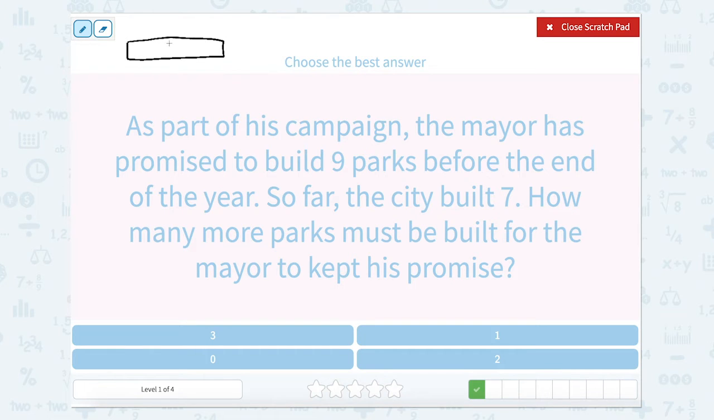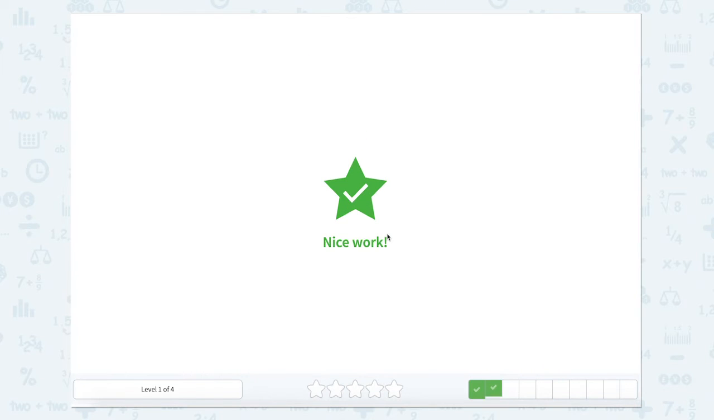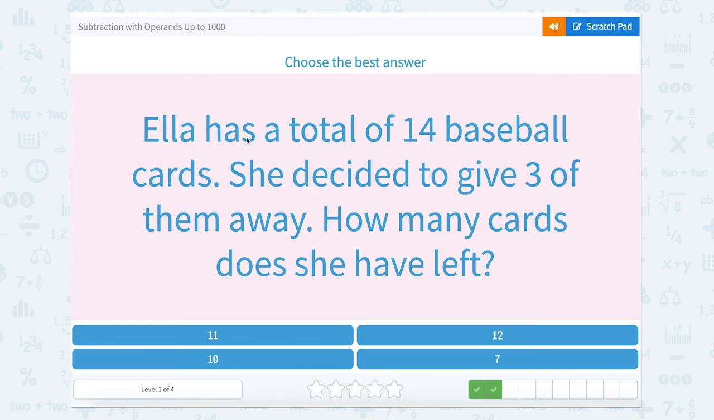So the total that this mayor has promised is 9 parks. So far, there have been 7 parks built. So this other piece represents the amount that's needed to make 9. So you can think of it as 7 plus blank equals 9, or as 9 minus 7 equals blank. Well, we know that 7 plus 2, or 9 minus 7 is 2. So let's close that scratch pad. Click 2. Nice work.